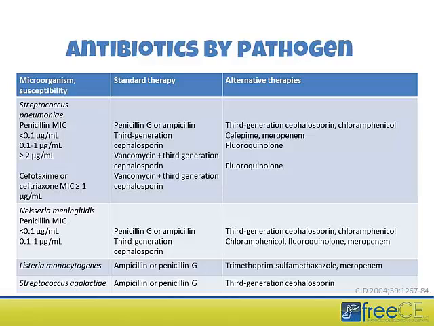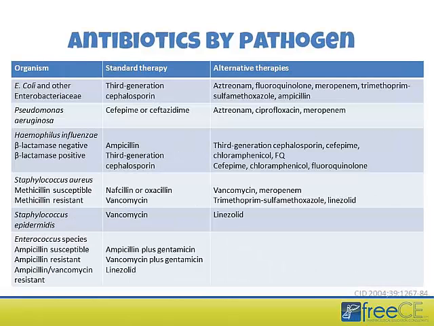Then if we've got a relatively resistant bug, we're looking at using vancomycin in addition to a 3rd generation cephalosporin. In Neisseria meningitidis, again, our minimum inhibitory concentration is going to make a difference. If we're looking at a very susceptible organism, it's going to be either penicillin G or ampicillin again. If we're looking at a higher MIC, it's going to be a 3rd generation cephalosporin. With Listeria and group B strep, ampicillin or penicillin G are generally our treatments of choice.